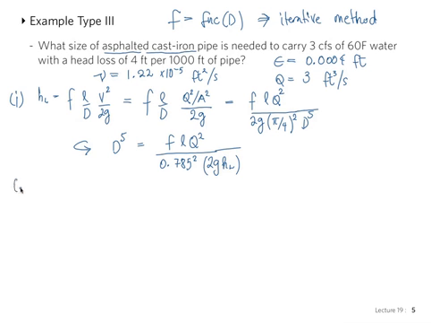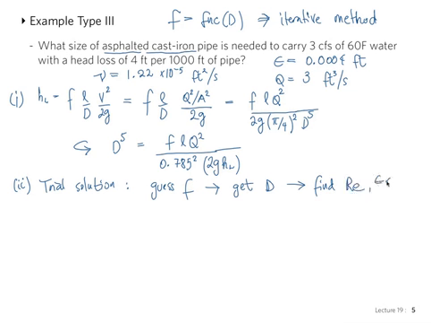So trial solution again. In this case, guess F, get D, find Reynolds number and relative roughness, and then go on the Moody chart. So I have as a suggestion F equals 0.015.